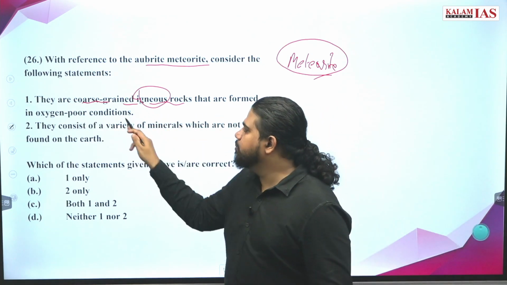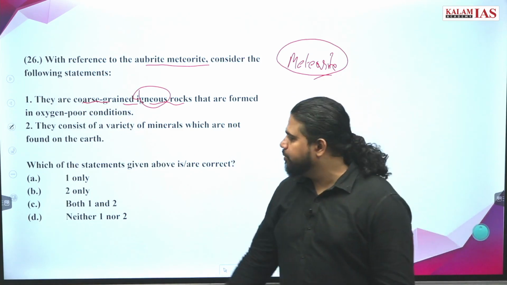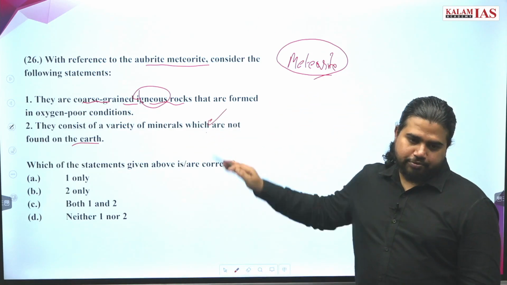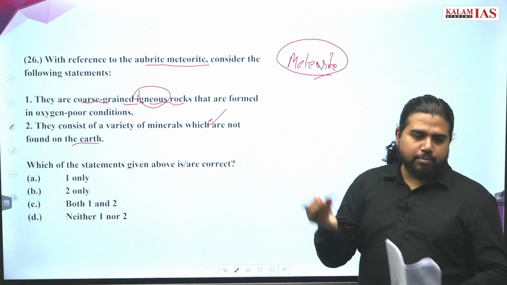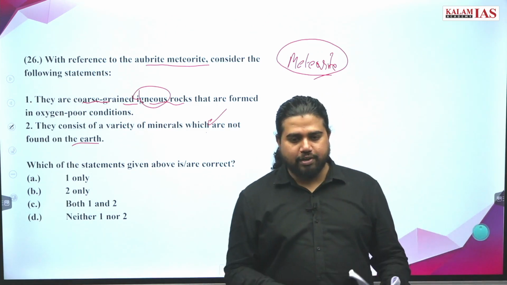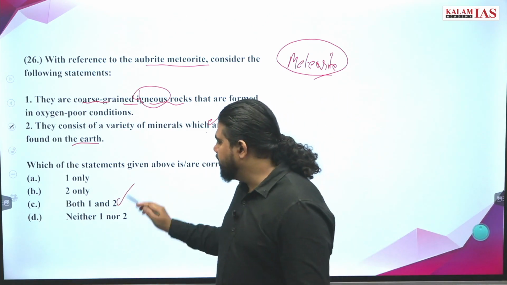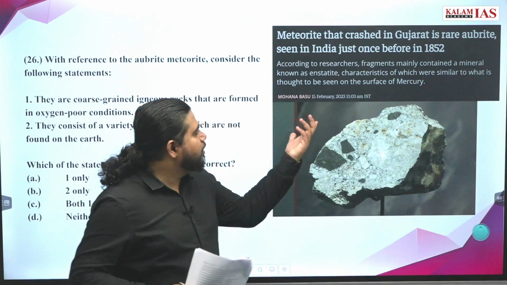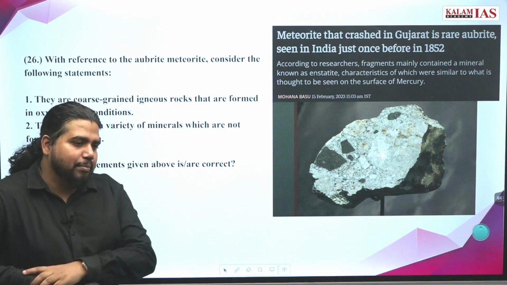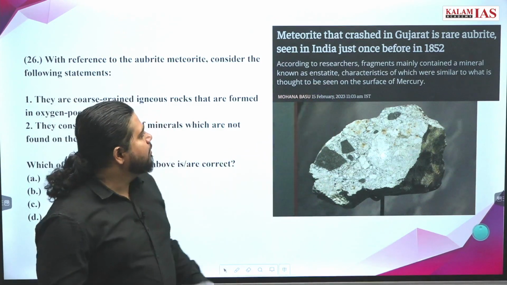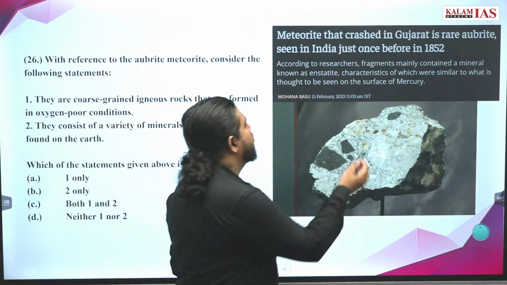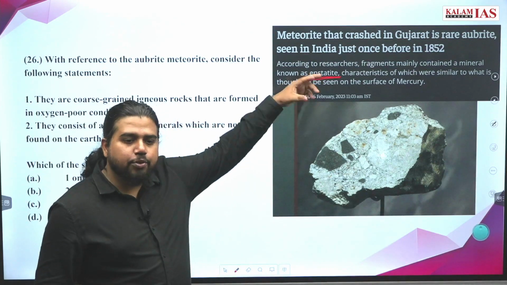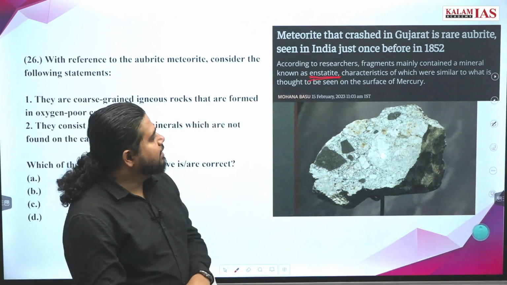Are formed in oxygen poor condition. That's quite specific. Only if you know, you know. They consist of a variety of minerals which are not found on Earth. There is very much a possibility of this. This meteorite is coming from outer space, so it can have other minerals that are not available on Earth. Here the answer is C. Why are we discussing this? Because in Gujarat we have found this. Some meteorite hit has happened and the rocks have been studied, and some new element, like what is the name of the new mineral? Statite. That is the name of the new mineral that has been found in the meteorite fall in Gujarat.